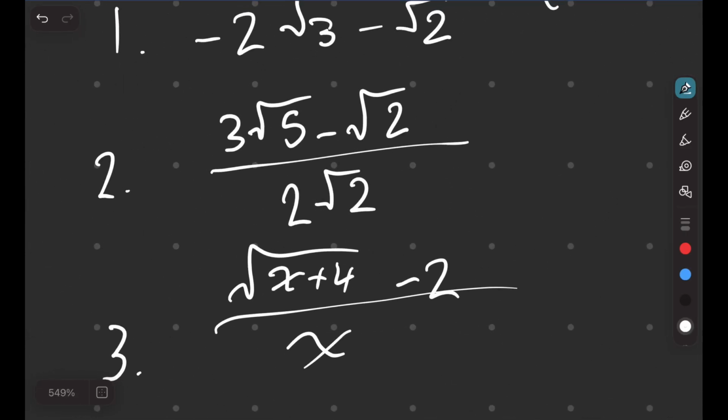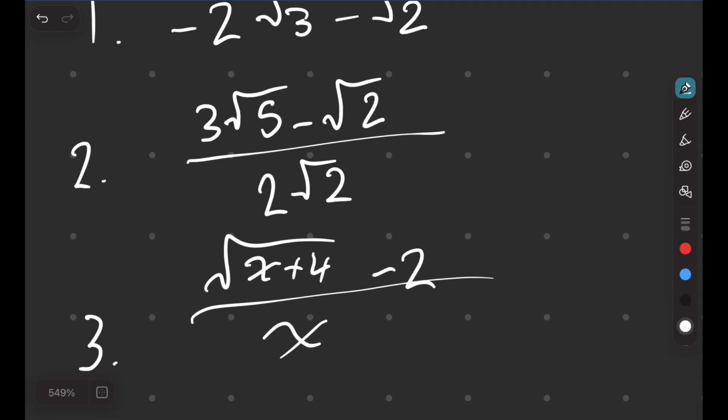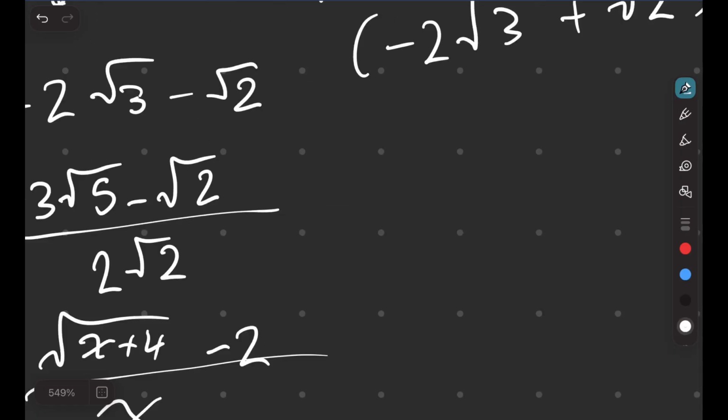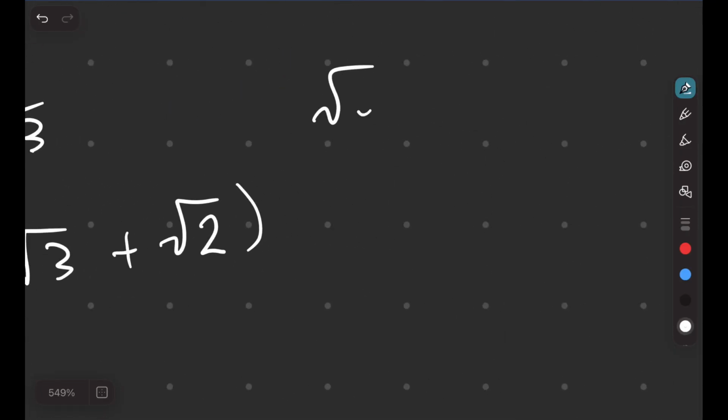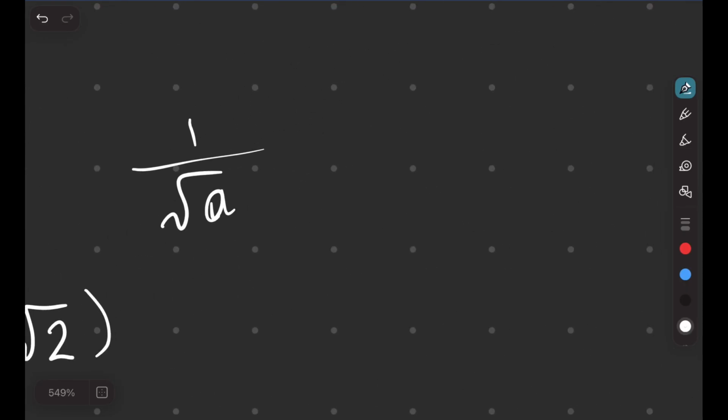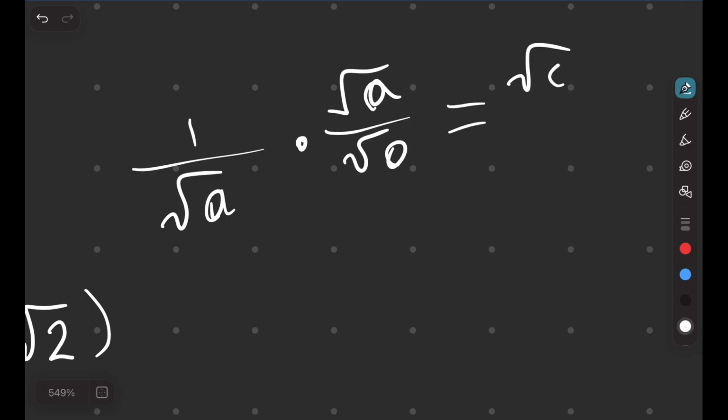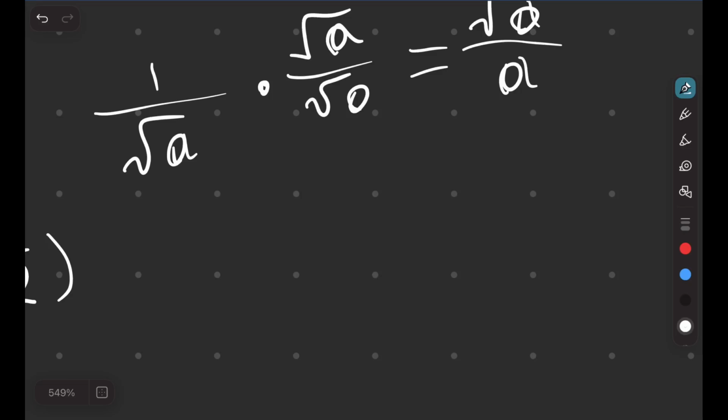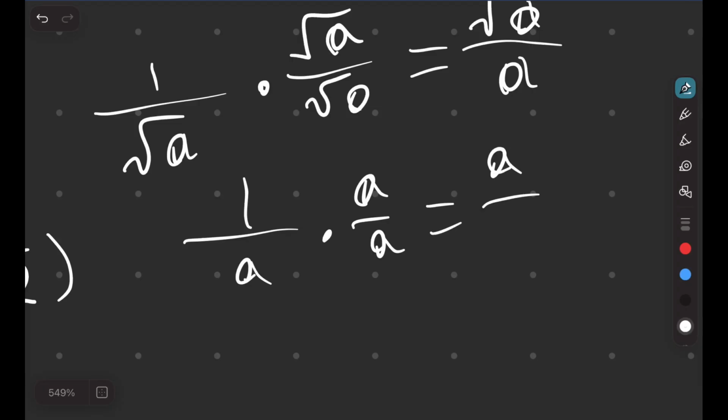The second one, we're going to rationalize the denominator. So we're going to take the radical out of the denominator and make it a more simple expression. It's a single term denominator, so it's not even like a conjugate really. It's significantly easier. There's no a plus b, it's just a. Let's say we have root a, it's just 1 over root a. We can multiply it by root a over root a to get root a over a. Or you can think of it as just 1 over a times a over a equals a over a squared.